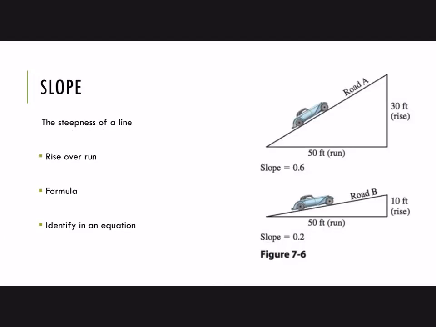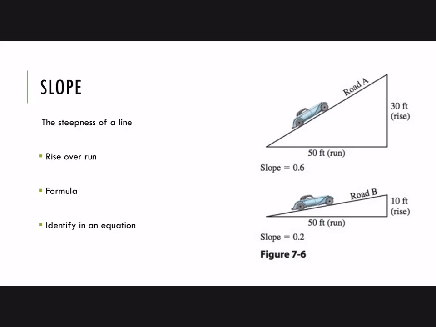Another concept related to graphing equations of lines is slope. And slope represents the steepness of a line. So first of all, how many ways can you think of to find the slope? You may have heard many different definitions. One of them is that slope is rise over run. You may have also seen something like delta y over delta x, or change in y over change in x.